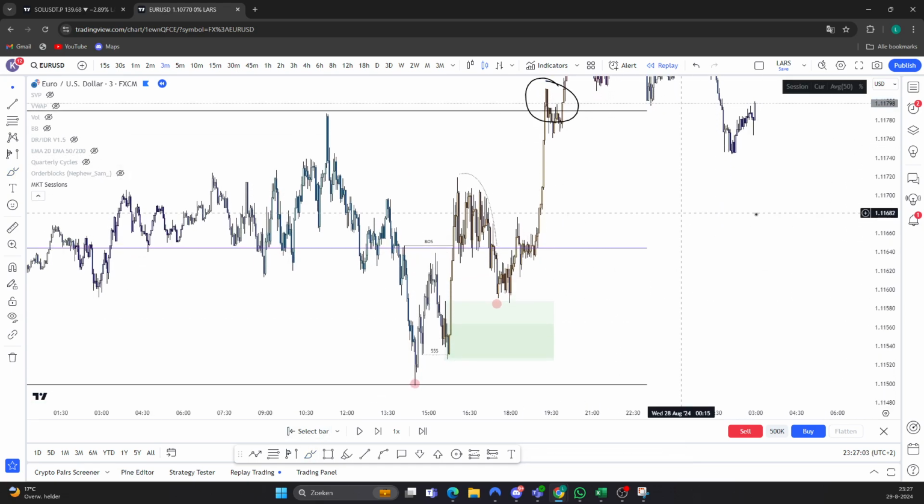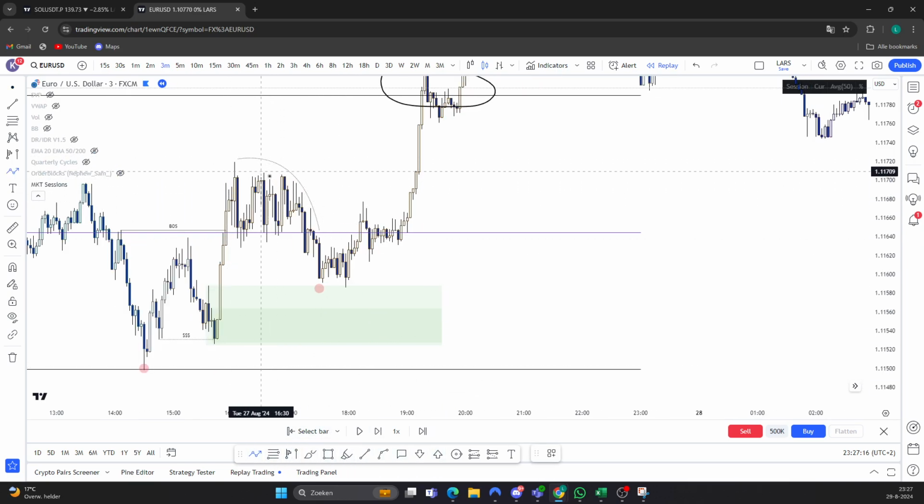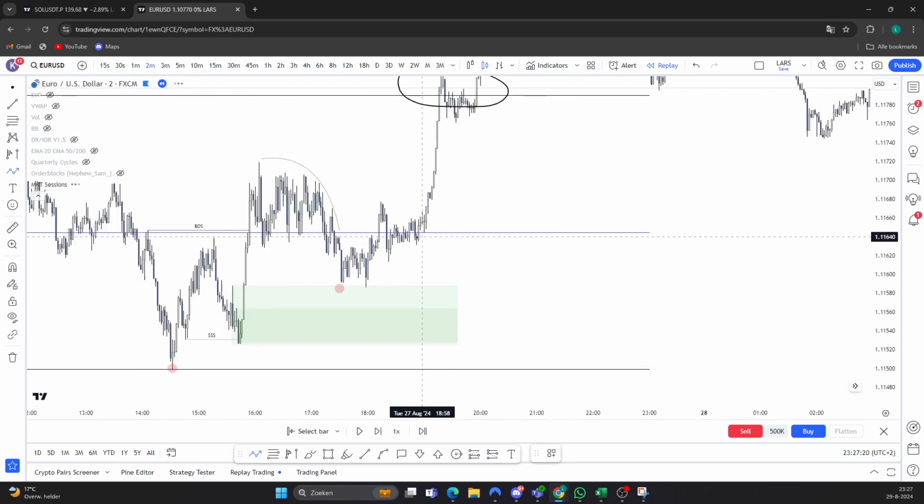Okay, well, we need a break of structure from the highest point between tap 2 and tap 3, up, or down towards the third tap low. Okay, it's an accumulation now, so it's down. Well, looking at our structure, we can go on the 2-minute. It will give us more clear structure.